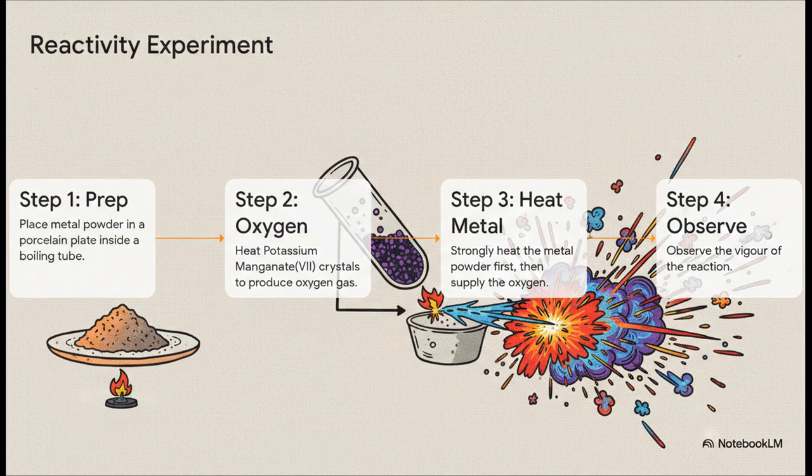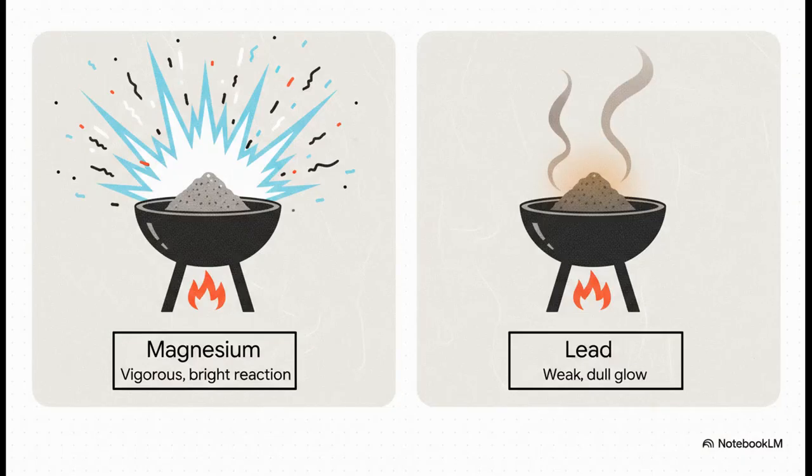Well, with a pretty cool experiment that you might even get to do in your school lab. It's actually quite simple. You just take some metal powder, heat it up until it's really hot, and then you give it a blast of pure oxygen. After that, you just sit back, watch the fireworks, and see how fierce the reaction is. And trust me, the difference is massive. You can see it straight away.